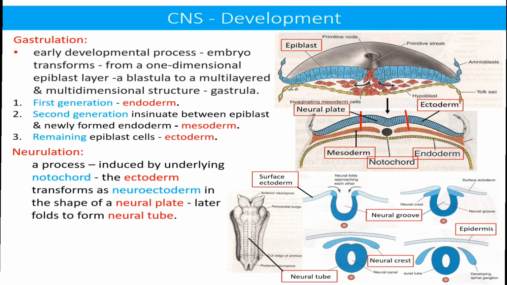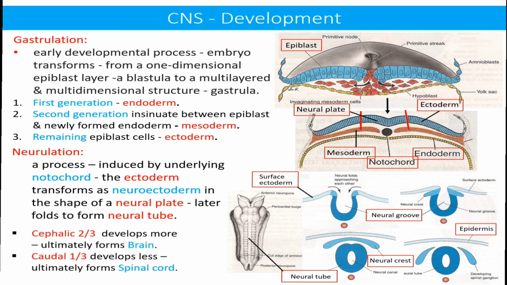This is a process which is induced by the underlying notochord, and the overlying ectoderm transforms as neuroectoderm in the shape of a neural plate, which later folds to form the neural tube. The cephalic two-third develops more and ultimately forms the brain, whereas the caudal one-third develops less and ultimately forms the spinal cord.